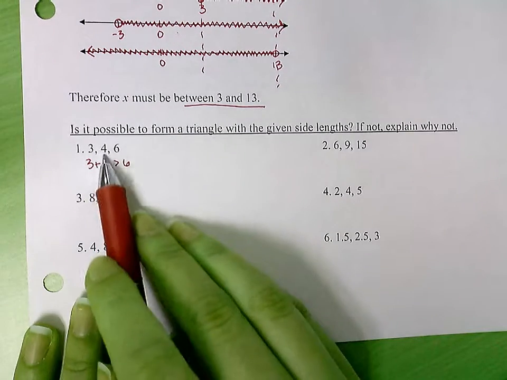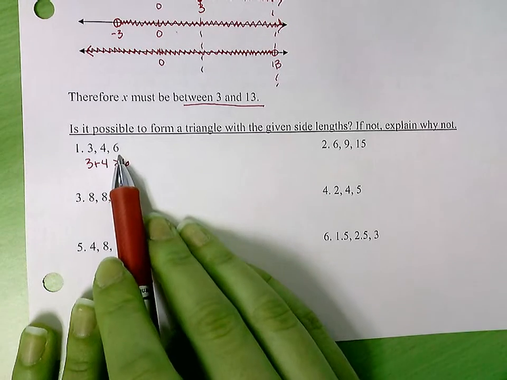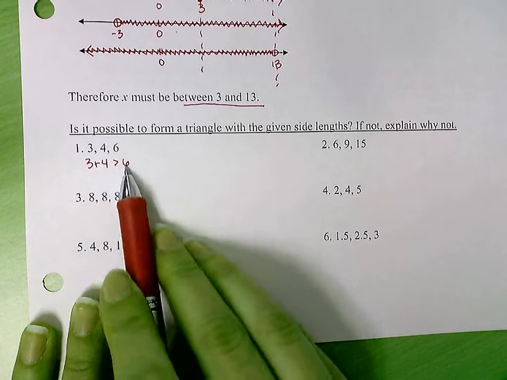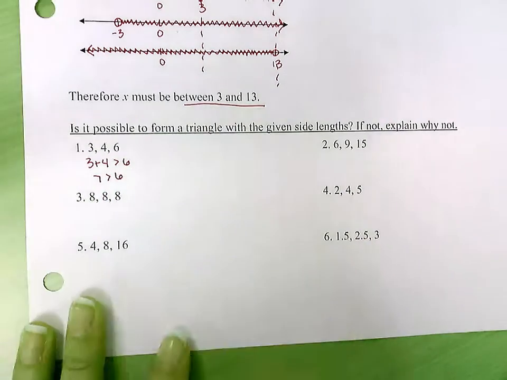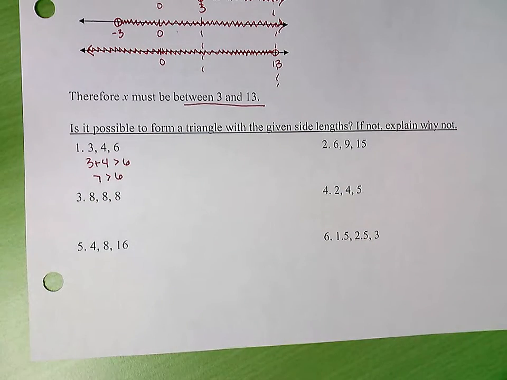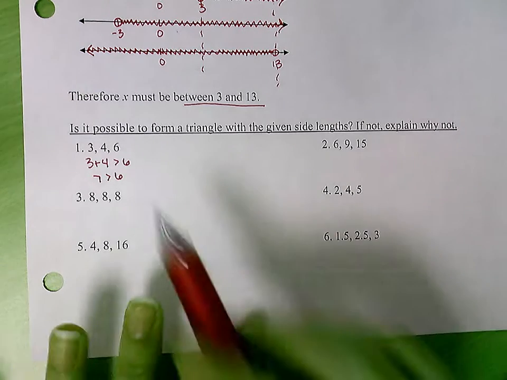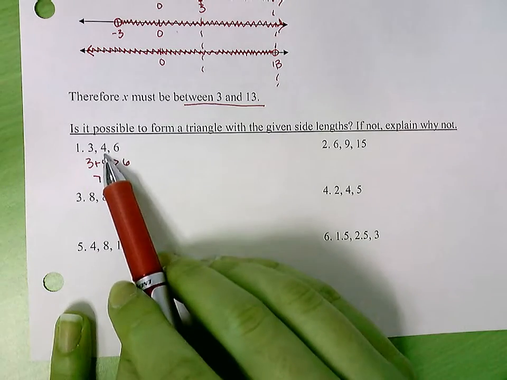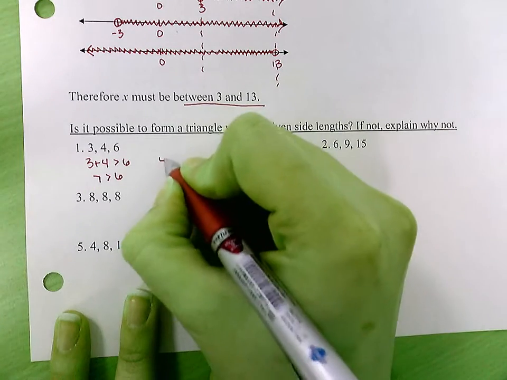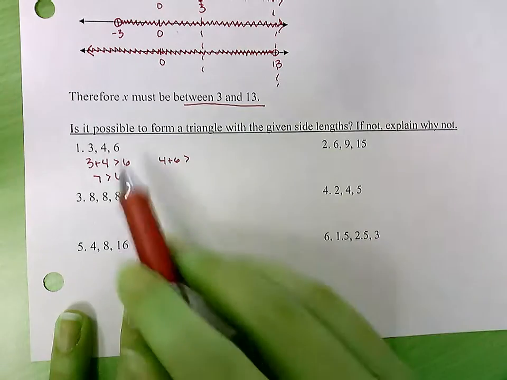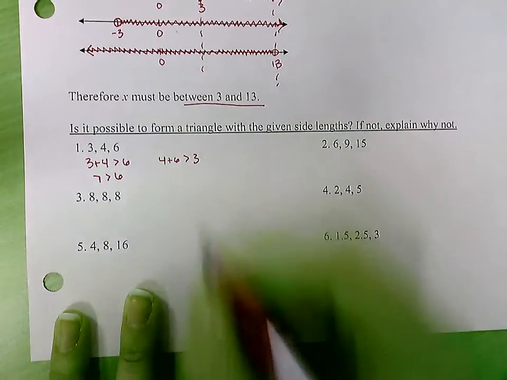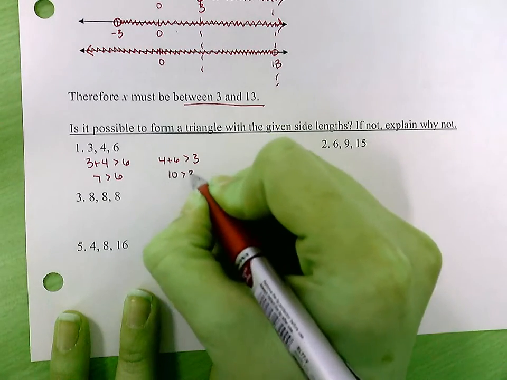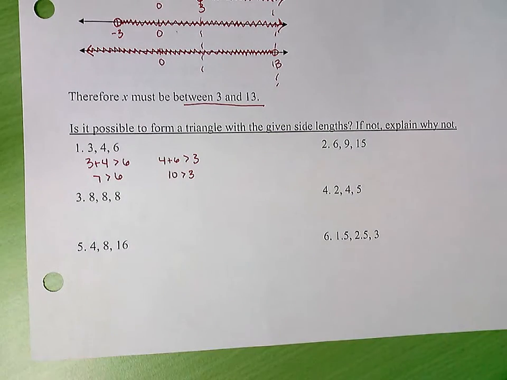Okay, so adding two sides together has to be greater than that third side. Two sides greater than third. So this will end up as 7 is greater than 6. I want to make sure that statement is true. So 7 is greater than 6. That is true. Now I'm going to take another two sides. So I have 4 plus 6. My last side, those have to be greater than 3. So we have 10 greater than 3. That statement is also true.